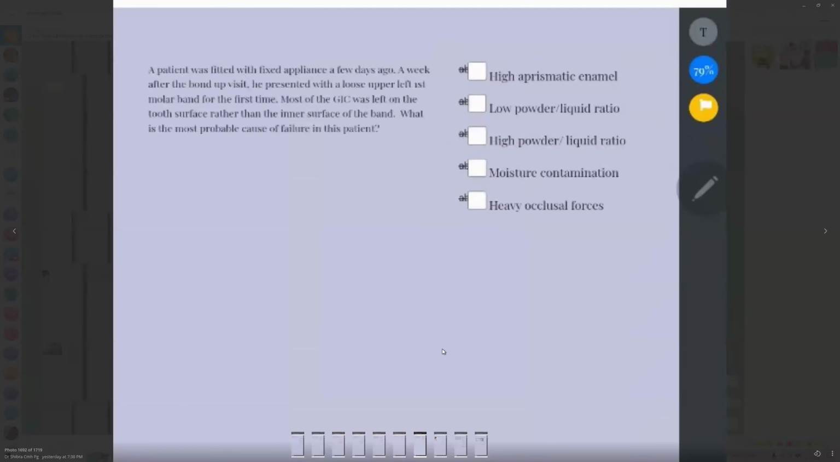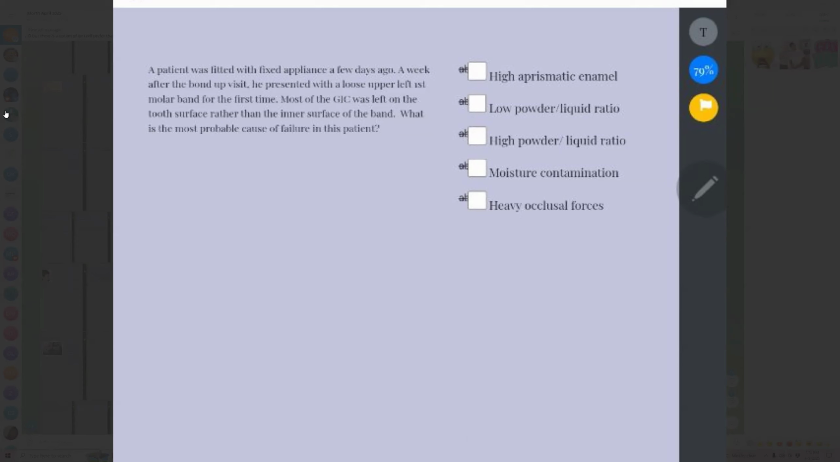A patient was fitted with fixed appliances a few days ago. A week after the bond-up visit, he presented with a loose upper first molar band for the first time. Most of the GIC was left on the tooth surface rather than the inner surface of the band. What is the most appropriate cause of failure? Many times they also write that there was an open bite on that side because it can be due to trauma. That's why in many questions they write that there is a lateral open bite. So moisture contamination is less of an issue because the adhesive was left on the tooth surface, so this is not an option.